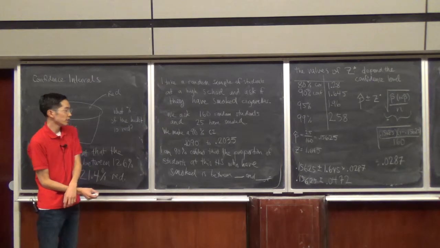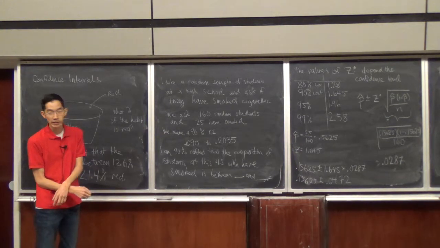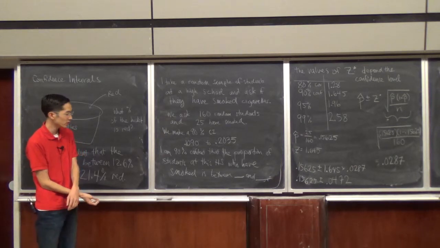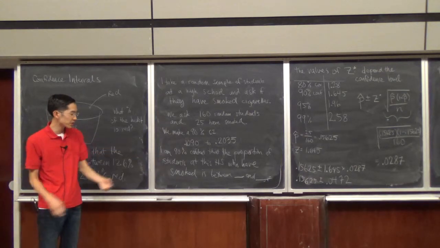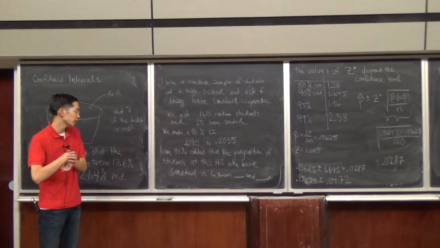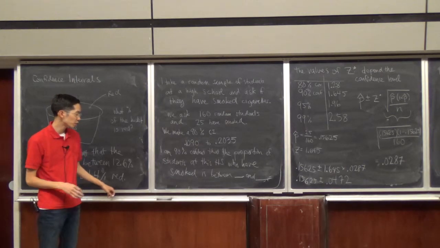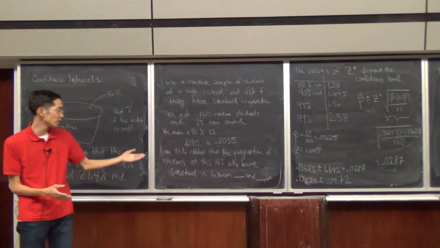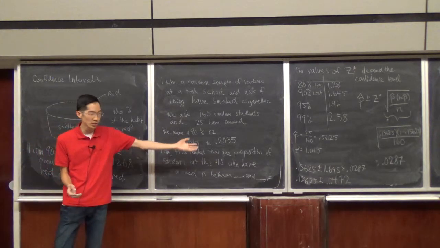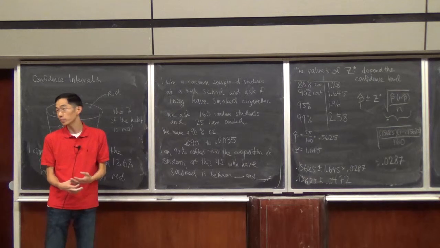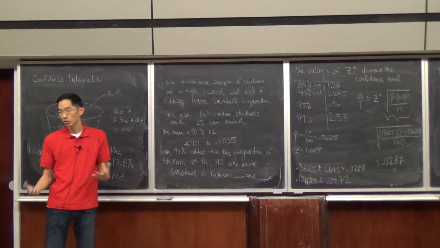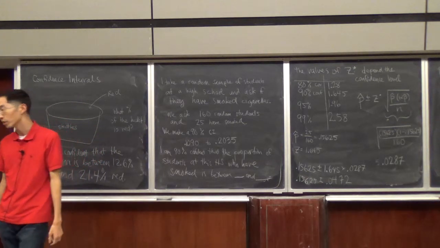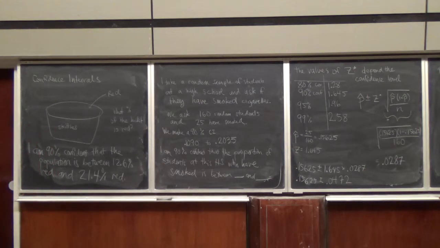So if I'm taking a random sample of 160 students, and I find that 25 of them have smoked, then my 90% confidence interval is, I'm 90% confident that the proportion of students at this high school who have smoked is between 10.9% and 20.35%. So somewhere around 11 and 20% smoke.